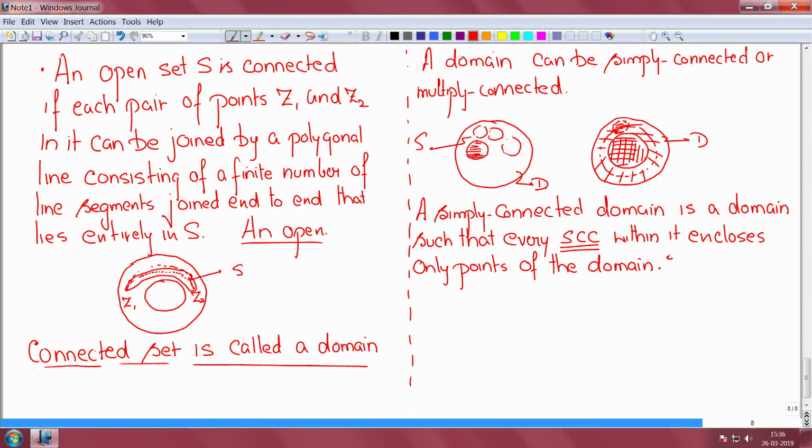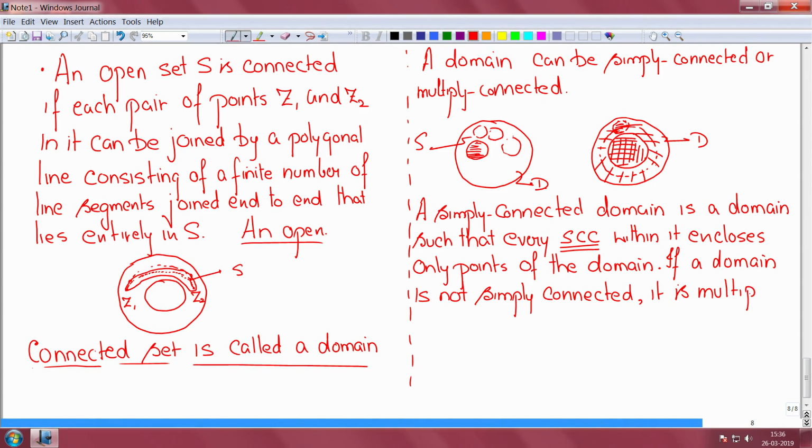So such a domain is called multiply connected. The flip side is, if a domain is not simply connected, it is multiply connected.